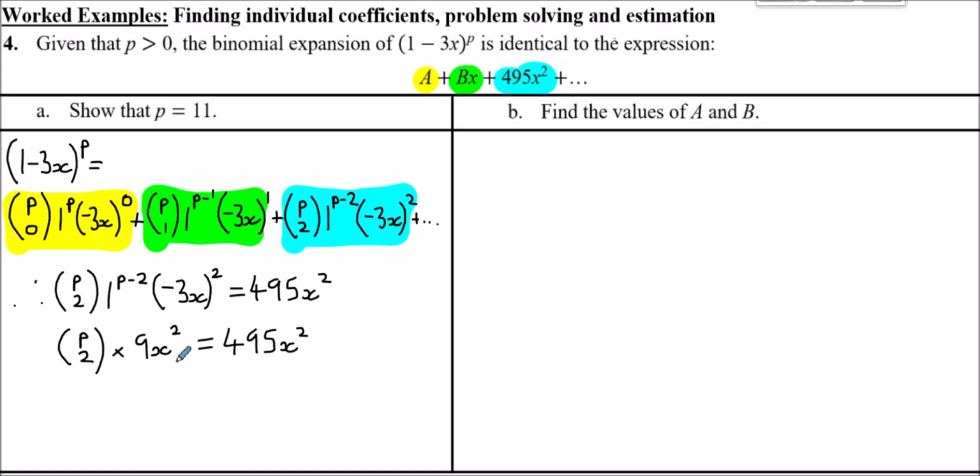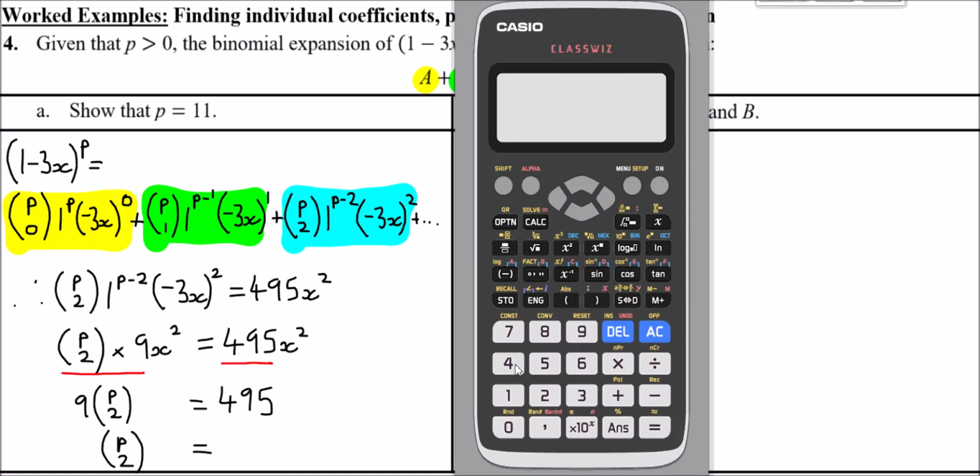So what we have here, considering the coefficients of x squared, so this thing here must equal 495. So 9 lots of p choose 2, whatever p choose 2 is, must be the same as 495. If we divide through by 9, that just leaves us with whatever p choose 2 happens to be. So what's 495 divided by 9? Let's see. So 495 divided by 9, that's going to give us 55.